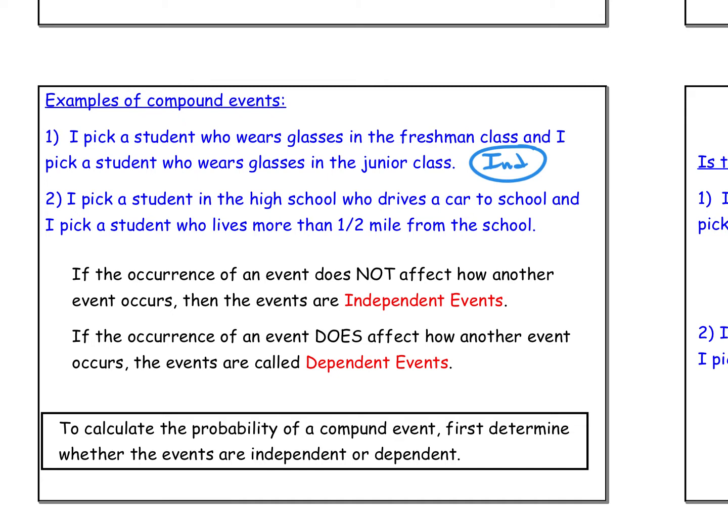Pick a student in the high school who drives a car to school, and I pick a student who lives more than a half mile from the school. What do you think of that? Because we kind of have 50-50 in number two, this seems like it has a little bit more gray area. And because of that, what we could do is collect data and then run some statistics to analyze if these are independent or dependent.